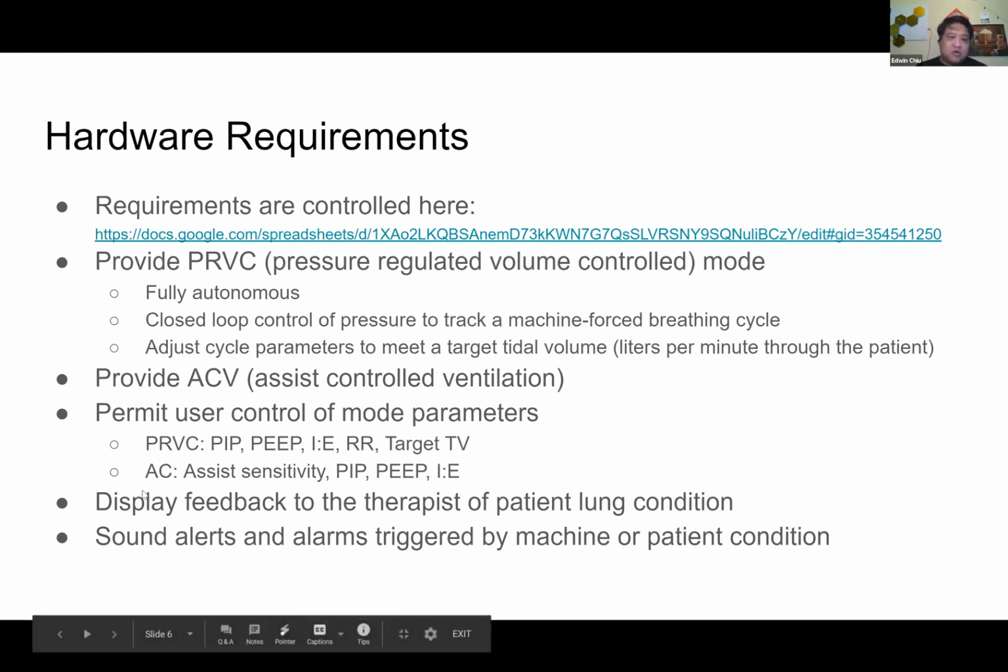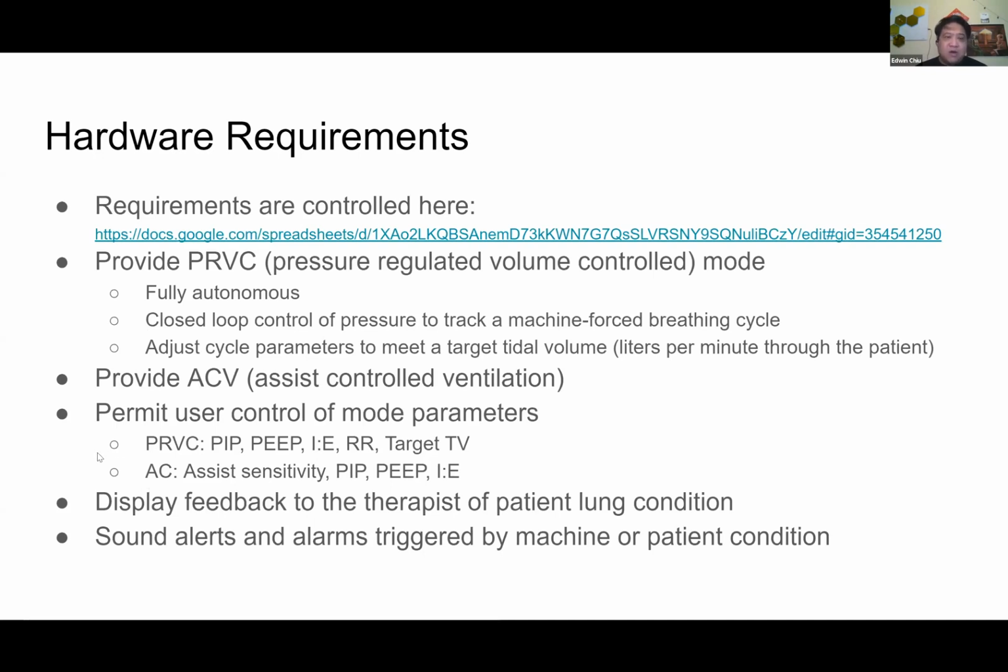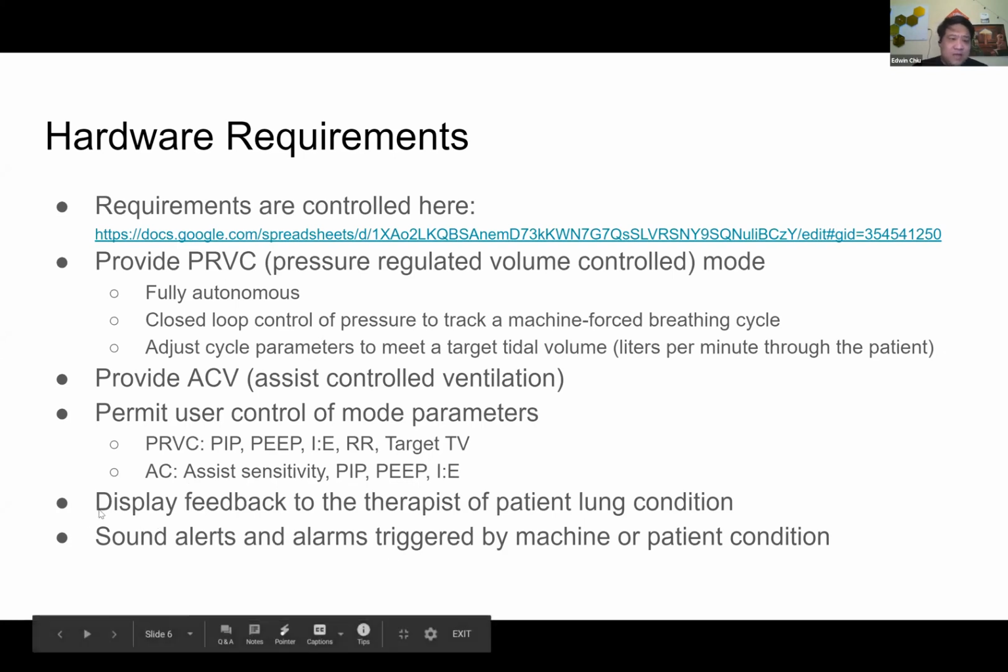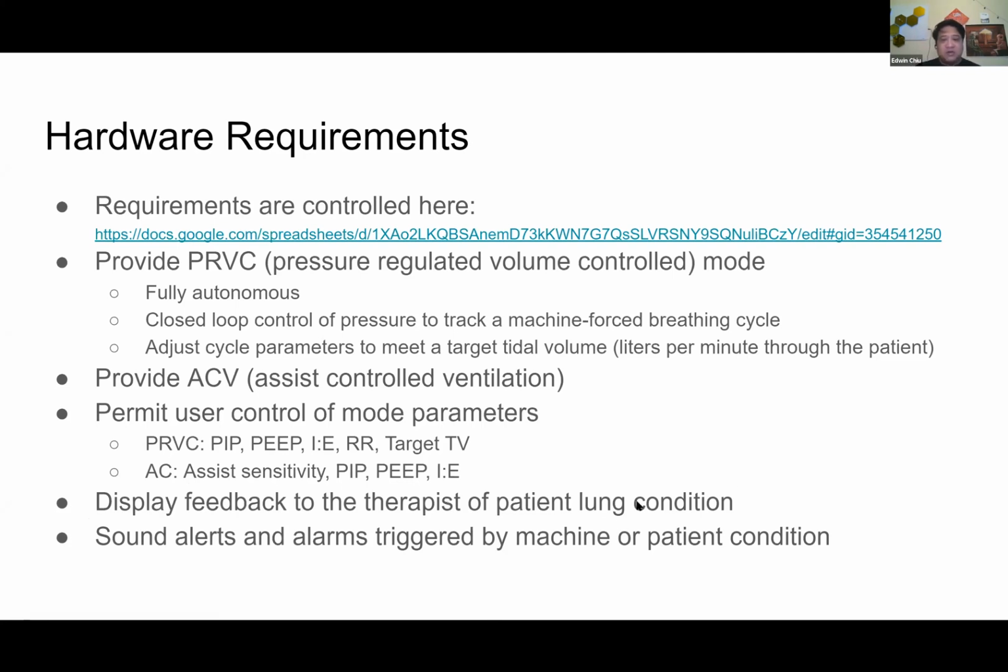In the assist control mode, we basically have all of the same parameters for PRVC with the addition of the assist sensitivity. Again, that is a dial that we can set for how much support the machine provides the patient, so that the patient can gradually be moved back to breathing completely on their own. And then the machine must display feedback to the therapist of the patient lung condition. In most cases, this is a time history of the pressure and volume of the patient's lungs. From that, the doctor can assess how the patient is doing and make adjustments based on that.